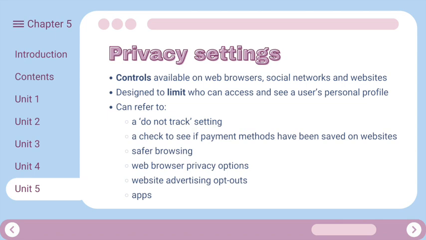Fourth, web browser privacy options. For example, storing browsing history, storing cookies. Fifth, website advertising opt-outs. A website may be tracked by any number of third parties who gather information about your browsing behavior for advertising purposes. Sixth, apps. For instance, the sharing of location data in map apps can be switched off.